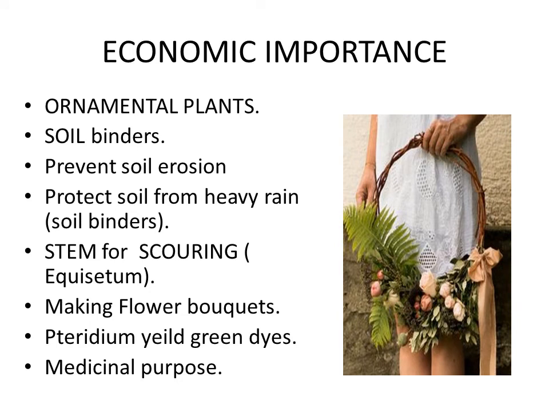Next, we will talk about the economic importance. So it is used as an ornamental plant because it is very beautiful. So it is also used for making flower bouquets. Next, they have true roots, so they act as soil binders and ultimately prevent soil erosion during heavy rain. The stems are used for scouring. An example is Equisetum, the horsetail.